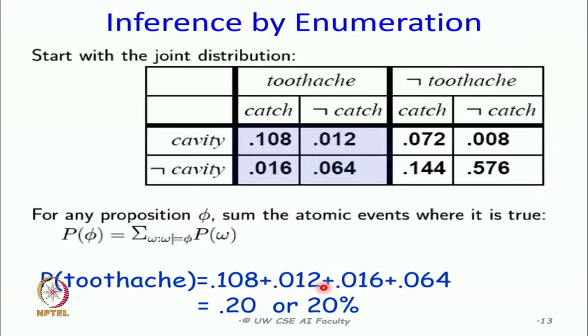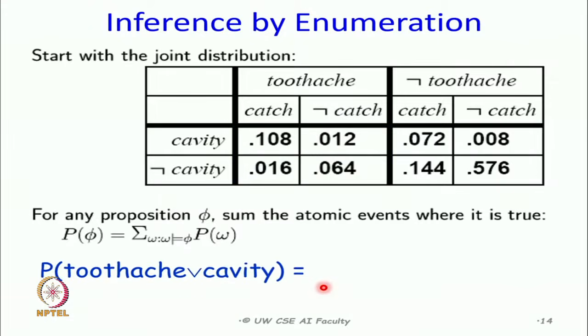These are exhaustive, these need to be added for you to get probability of toothache. And then you can ask the question, what is the probability that Mr. Bean has toothache or cavity? And again you can compute this by this table. How many values are you going to sum? 6 values. You are going to sum 6 values, because not only are you going to sum the column which represents toothache, you are also going to sum the row that represents cavity, and some of these are common, so you are not going to add them twice, and so you will get 0.28.